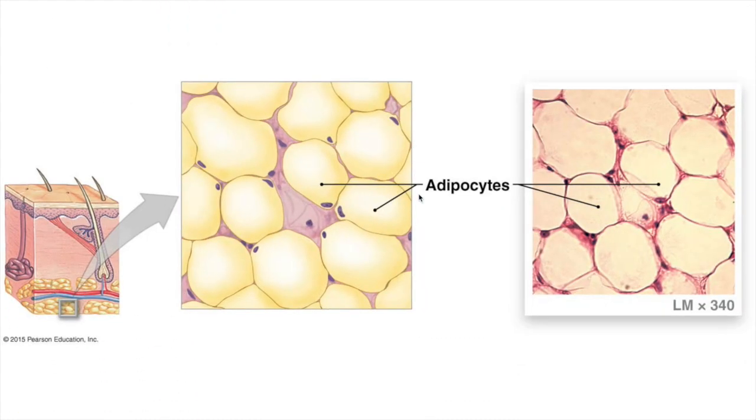So some types of connective tissue. Adipose tissue provides padding and stores energy. We do need some adipose tissue. It's fat. Most people have too much, though.